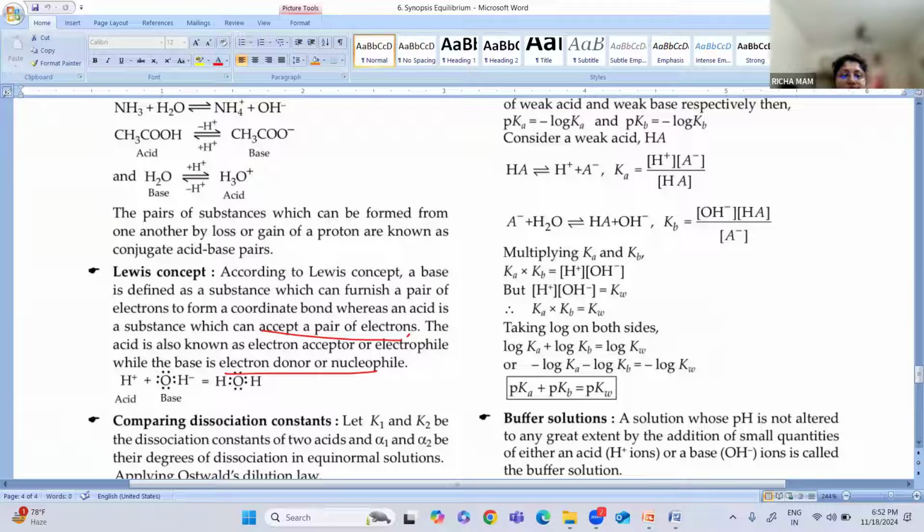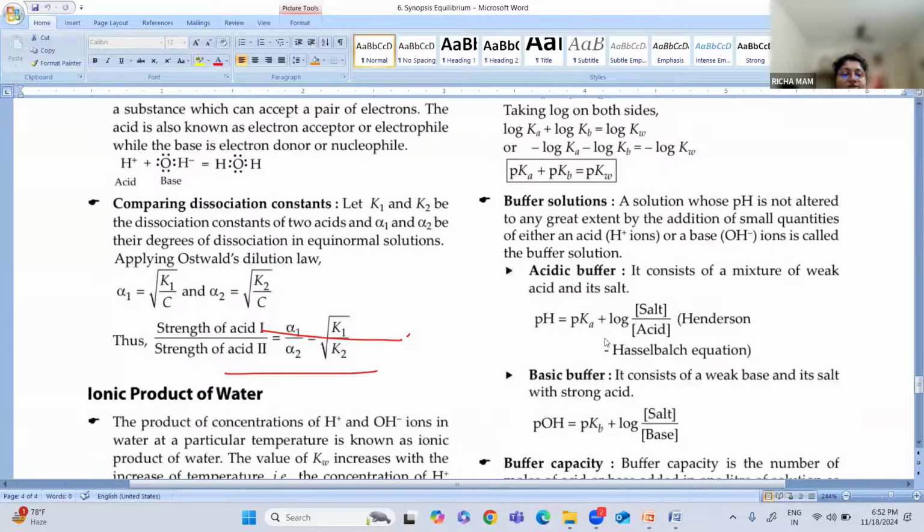So, very important. Next is the ionic product of the solution. We have discussed the degree of dissociation. Based on that, if you have two constants, this is a formula. When you have two acids and you are comparing their degrees of dissociation, then we have to use this formula.